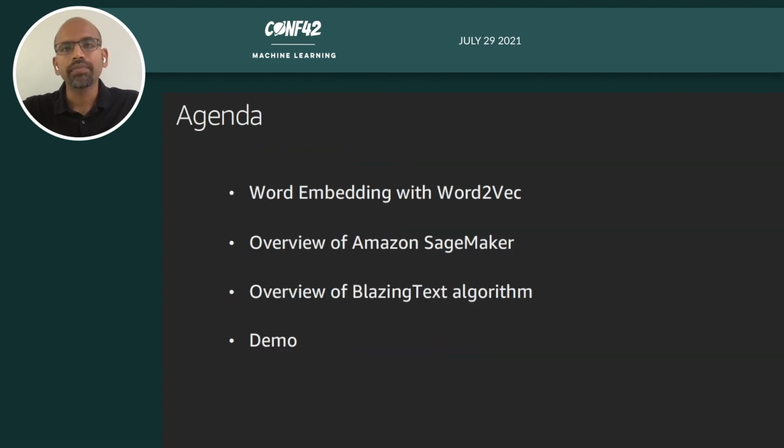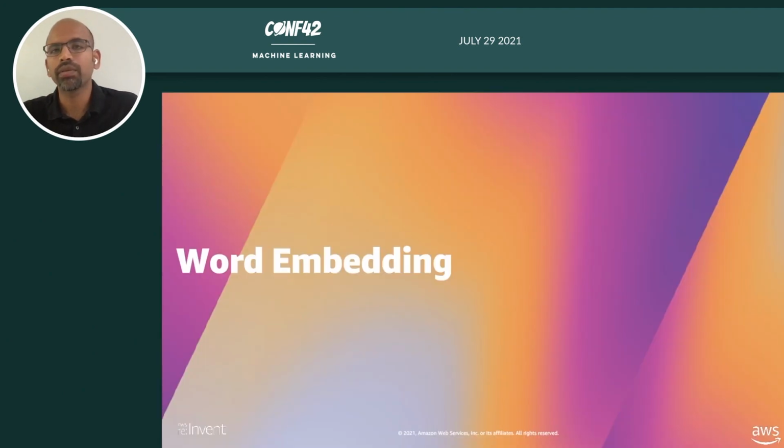Now, in order to make this magic happen, we need to introduce word embedding with the word-to-vec algorithm. Then we need to understand a bit about Amazon SageMaker and its unique capabilities, especially around the NLP area. Then we can spend the bulk of our time with the BlazingText algorithm and a quick demo. So that takes us to the interesting topic of word embedding. Let's dive into word embedding.